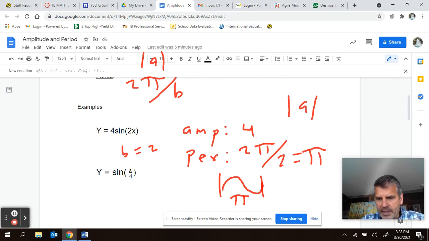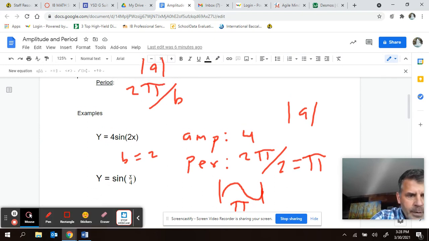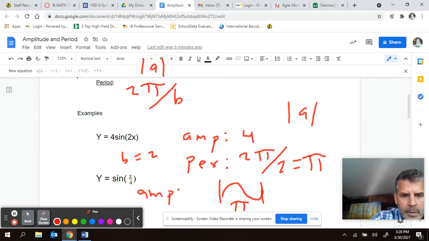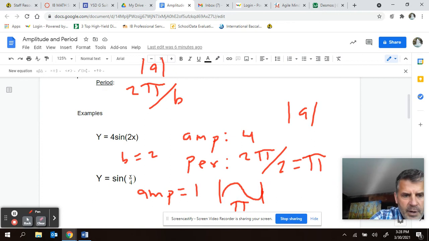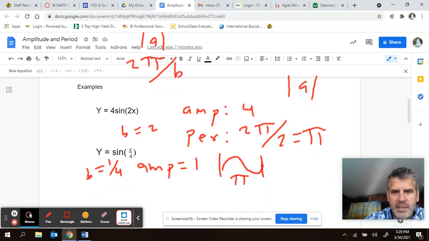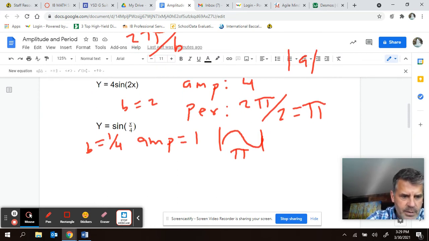All right, so hopefully you did that work. We should see that our amplitude here is going to be 1. And then our period is going to be, oh, well, what the heck? What's B? B is not 4. B is 1/4. So we're going to end up with a complex fraction, but we're masters at that at this point. Like we're easily dealing with this, right?